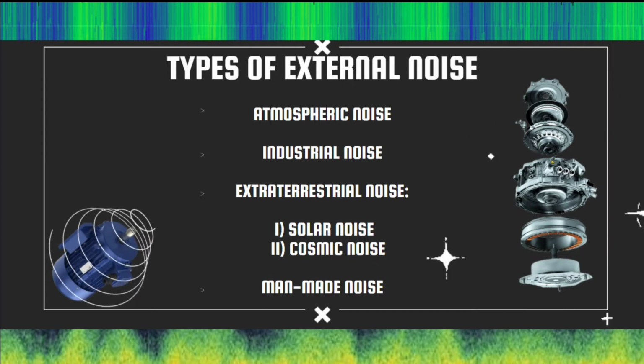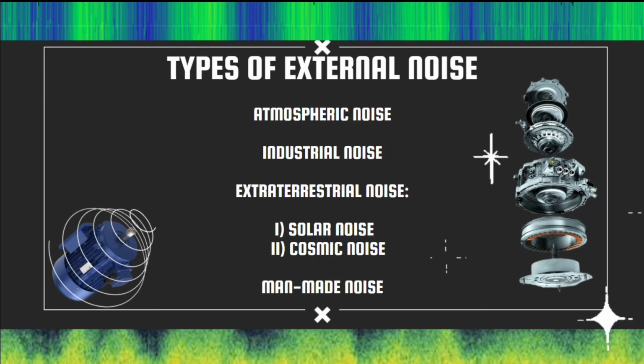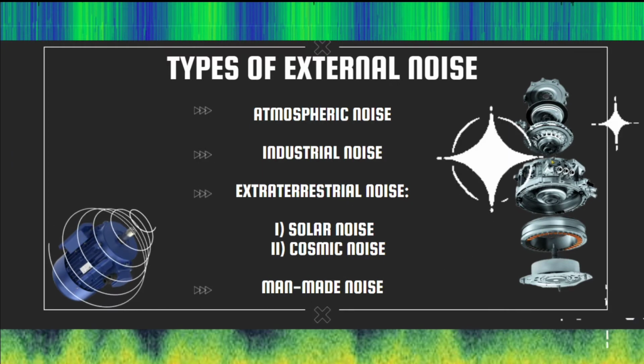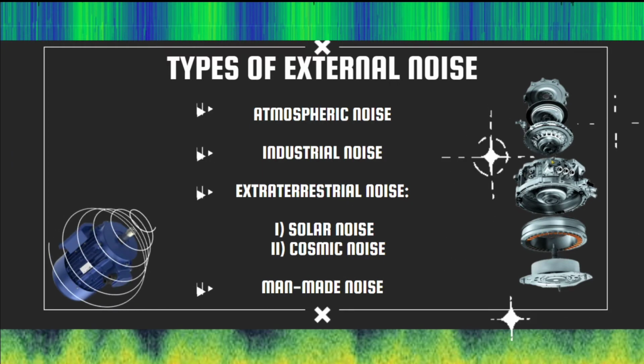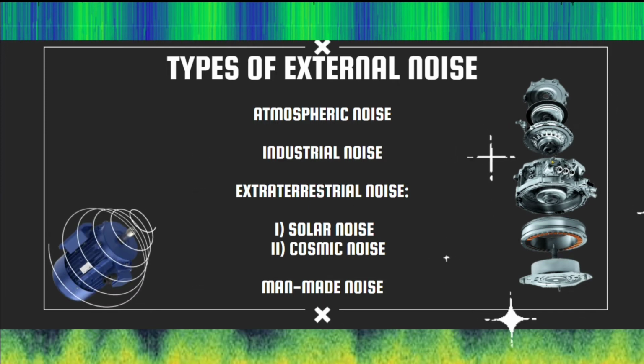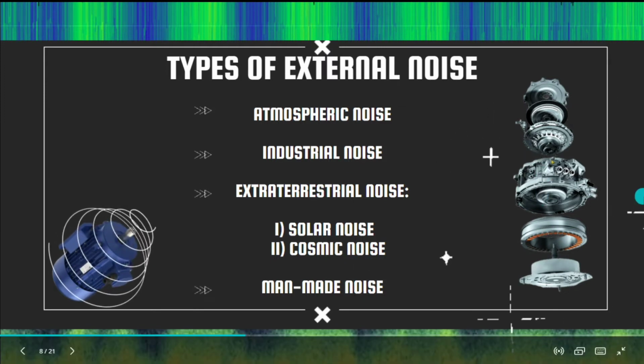Second is industrial noise, which is caused by automobiles, aircraft, ignition of electric motors, and switching gear. So its main cause is high voltage wires. Third is extraterrestrial noise, which is classified on the basis of its originating source. It is subdivided into solar noise and cosmic noise. Fourth, we have the man-made noise, which is generated by man.